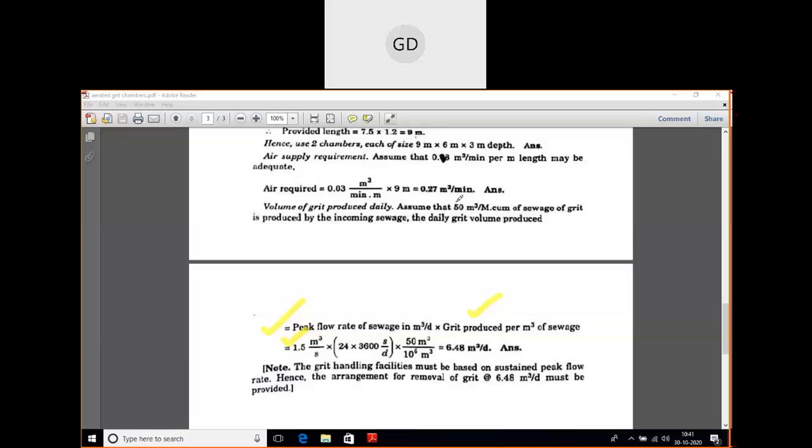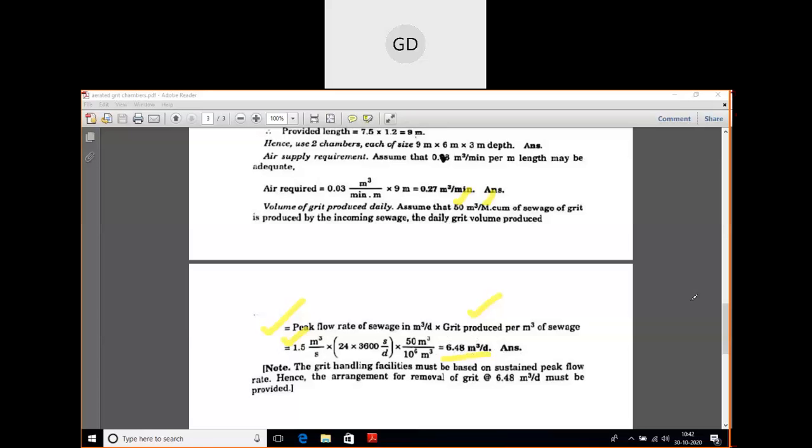Just now we have assumed 50, so the 50 meter cube by 10 to the power 6, since it is per million. Since it is million, they are converting it to meter cube per day. So you are getting the answer finally to be 6.48 meter cube per day. So this much, 6.48 meter cube of grit, is produced per day.